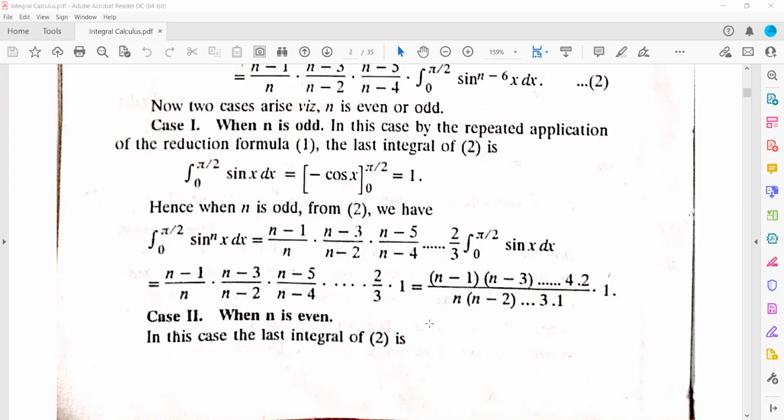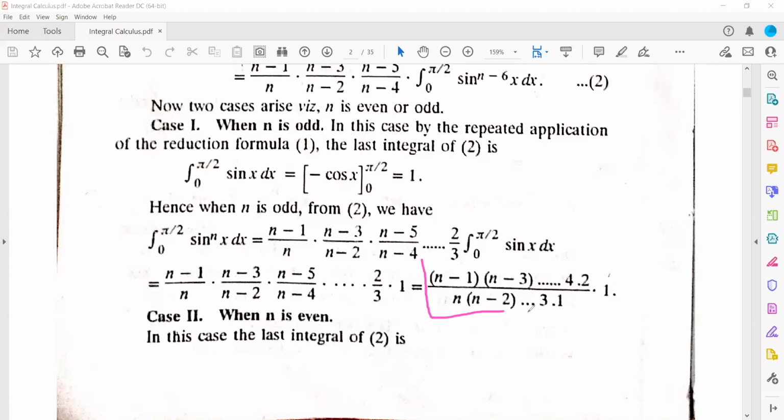If n is odd, the formula is n minus 1, n minus 3, dot, dot, dot. Because n is odd, odd minus odd will be even. So the last term will be 2, before that 4, before that 6, before that 8, like this. And the denominator will be n into n minus 2, n minus 4, n minus 6, n minus 8, like this it will go on, and the last term will be 3 into 1, because odd minus even gives odd. So the last term is odd.